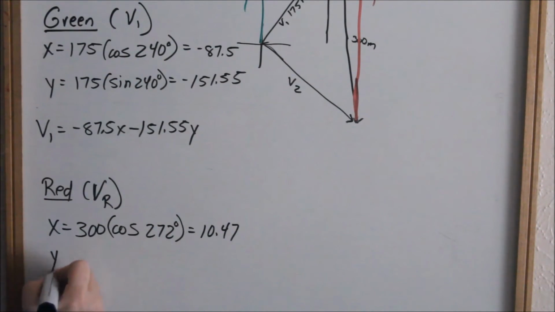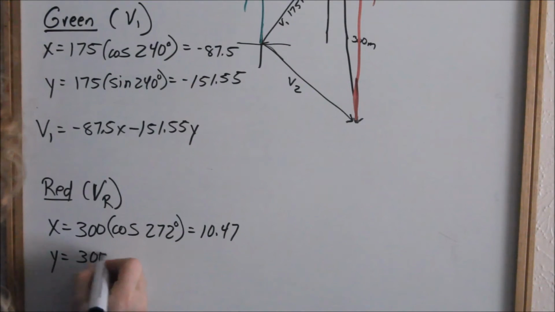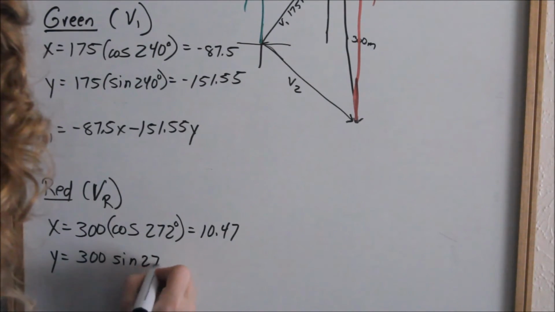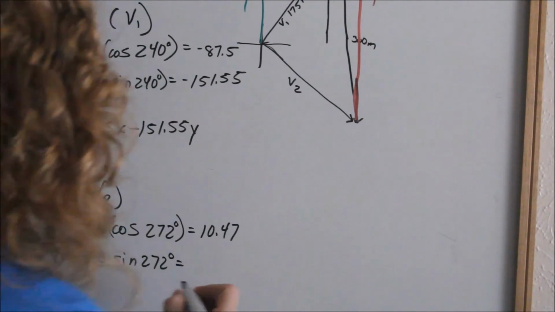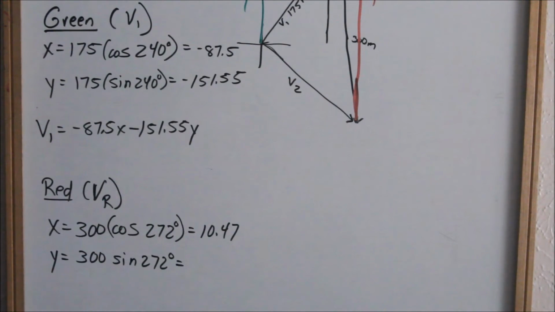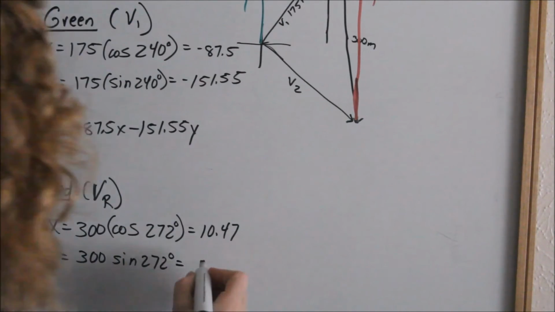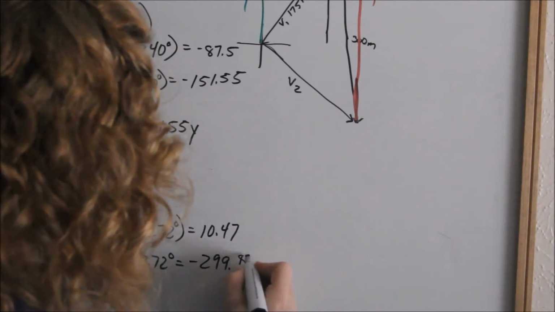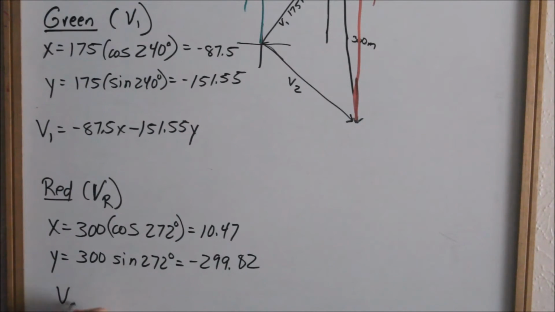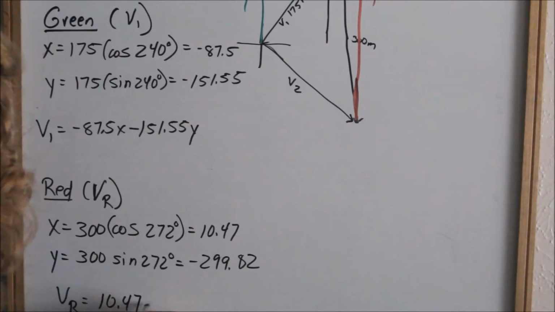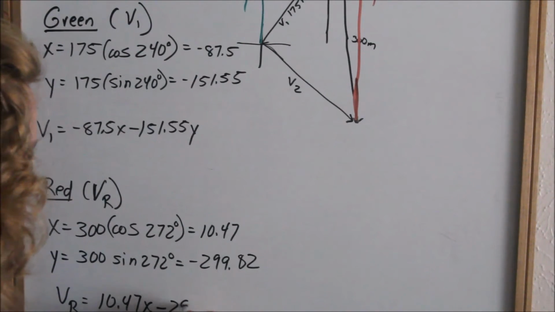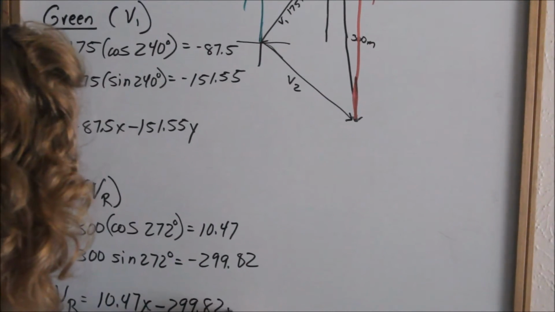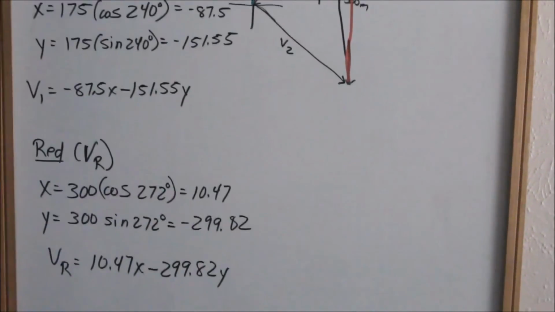10.47. Then you have y is 300 times sine of 272, and that value should be negative because I went down in the y direction to get to that point, and that comes out to negative 299.82. So I can rewrite this. My resultant is positive in the x direction and then in the negative y direction to get to that point. So I can write it like that.